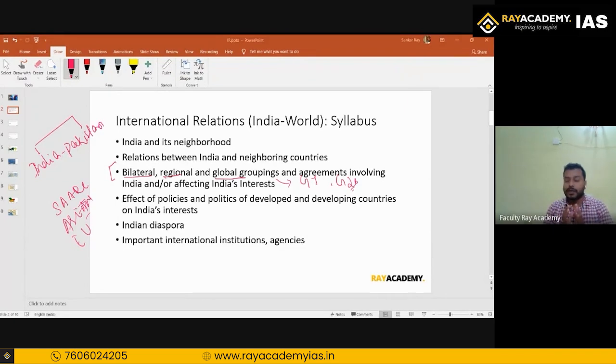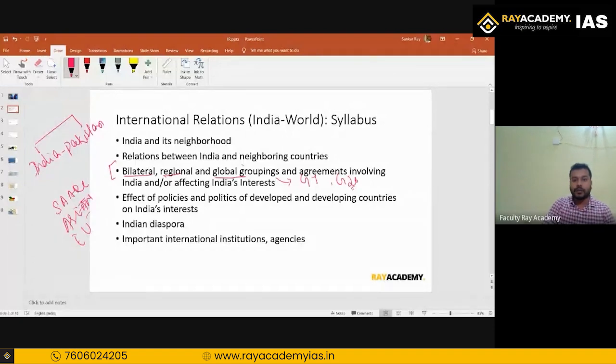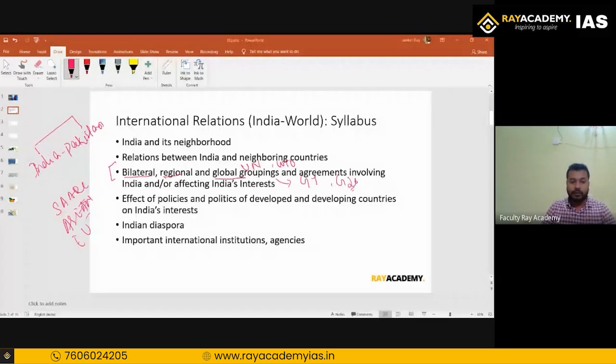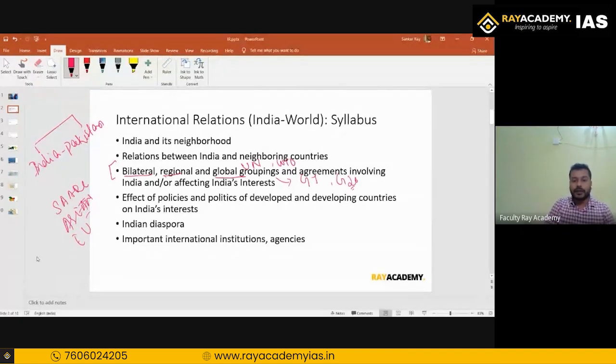What about global groupings? For example, the United Nations. The United Nations you can take as one example of global groupings. Or, let's say, the WTO. The purpose of the United Nations or the WTO might be different, but there are many countries who take part in them, in international relations and diplomacy. Then what will we understand? We understand the effect of policies and politics of developed and developing countries on India's interest.